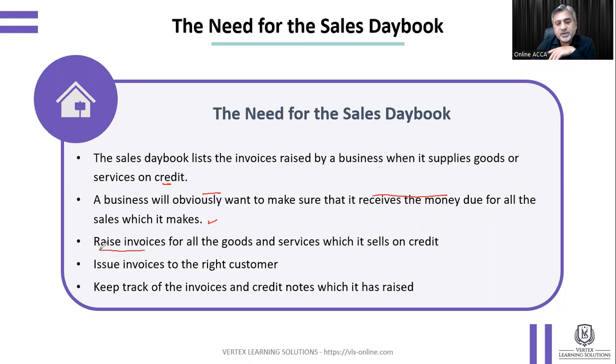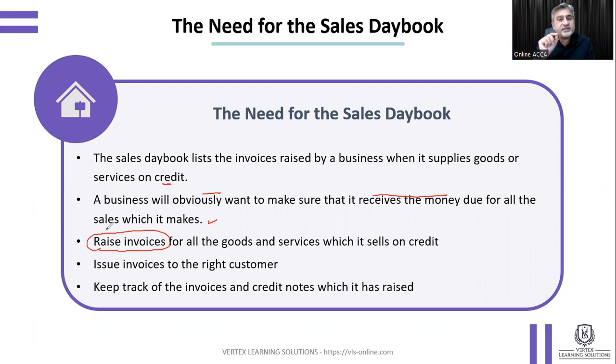This is also important, raising invoices. How do you know that you have to receive money from the customer? If the customer comes in and says, give me the calculator and I will pay you after 15 days, it's not that I will keep it in my mind and just remember it. I have to create a document for that, so that when I see the document, I say, oh, I have to receive the money. And that document is the invoice. So invoicing is very important.